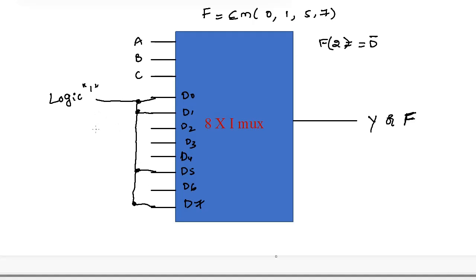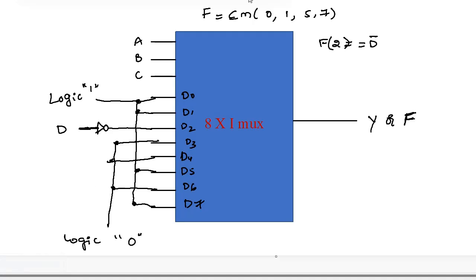The remaining is D2. Here I am taking the D value and applying a NOT gate, so D2 is connected with the D bar line. The remaining are connected with logic 0. That means D3, D4, D6 are connected with logic 0. That is the 16 by 1 multiplexer implemented with an 8 by 1 multiplexer.